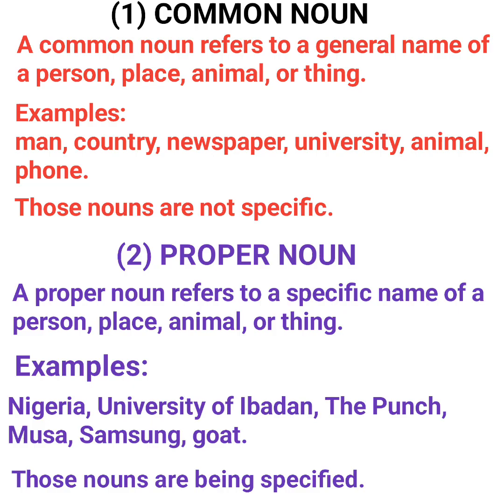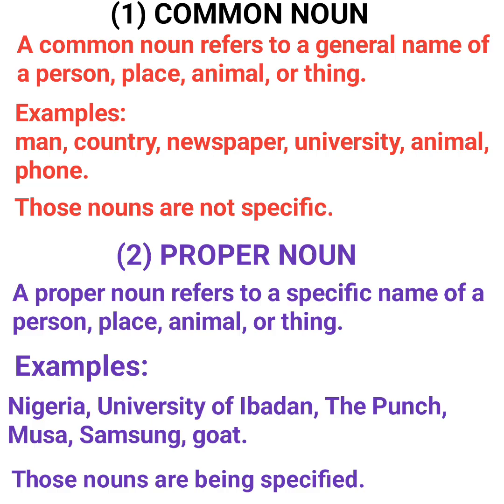The second type is proper noun. A proper noun refers to a specific name of a person, place, animal, or thing. The opposite of common noun is proper noun. Once a noun is mentioned specifically, that means that noun has become a proper name, which is known as a proper noun. For instance, Nigeria, University of Ibadan, The Punch, Musa, Samsung, Goats.